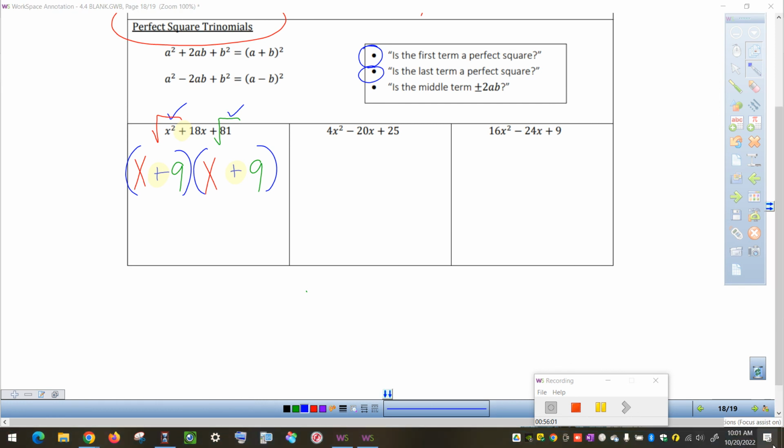Let's try this one. Notice how the middle term is minus. So that just means now they're both minus signs. We're going to square root the first term. We have to do the square root of 4 and the square root of x squared. So it's 2x. And then we're going to square root the last term. That's 5. I want you to try the very last one on this.